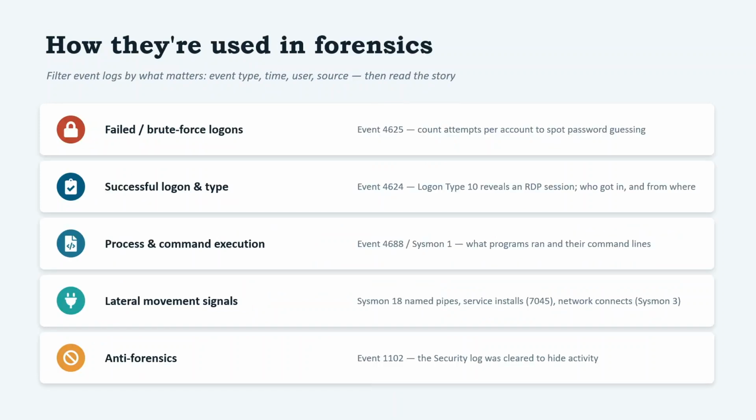These are some of the areas where we can use these tools in digital forensics. These are all identified with event IDs. It can be used to identify failed brute force logons, successful logon types, process and command execution, lateral movement signals, and even to investigate forensics.